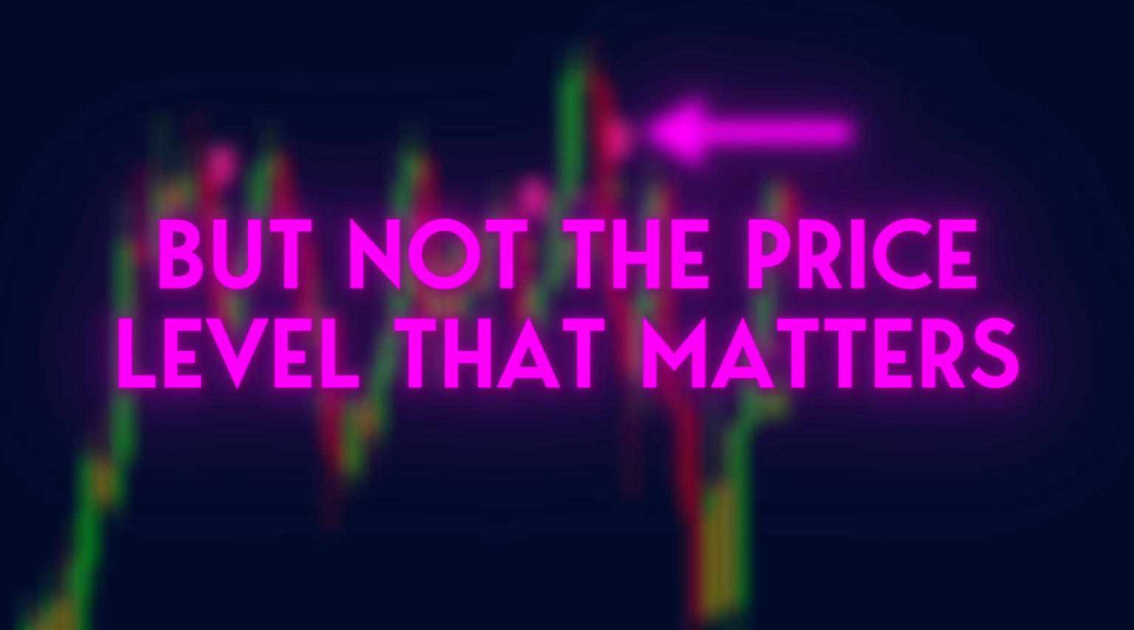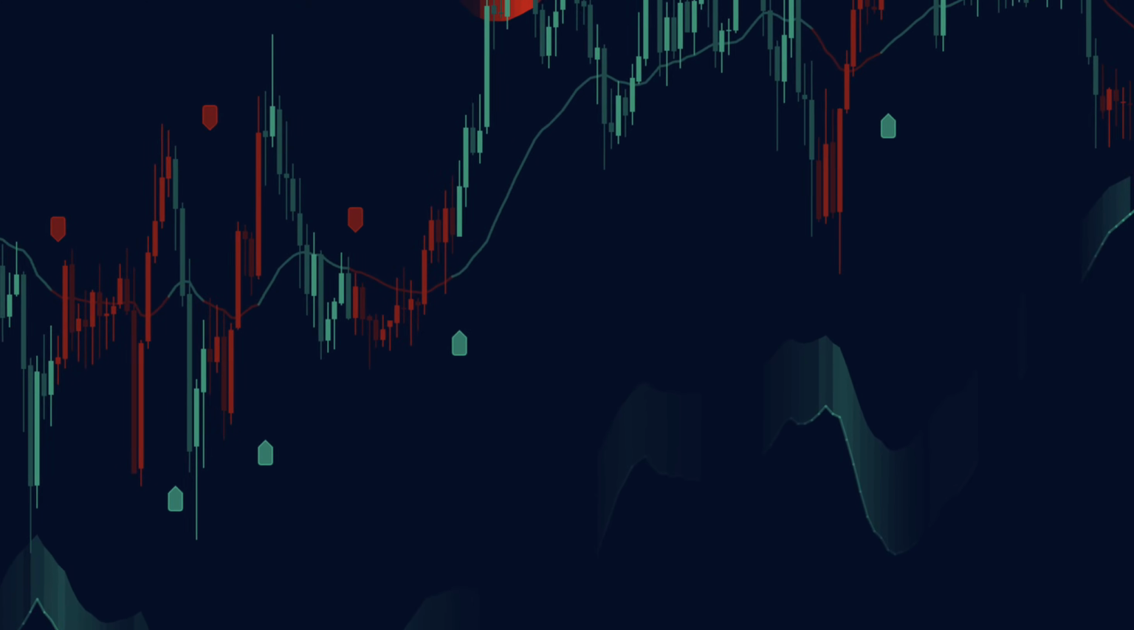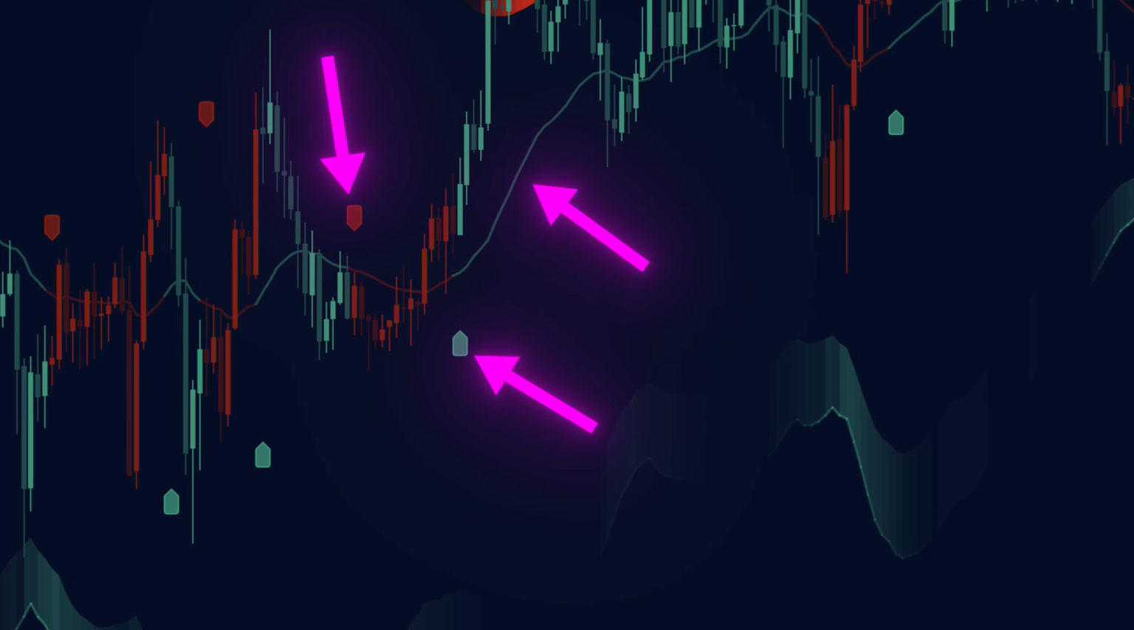Trading with regular RSI is like having half a map. You know you're overbought, but not where. You know momentum is weak, but not the price level that matters. And that's exactly why you need to see this indicator that translates RSI directly into price levels.